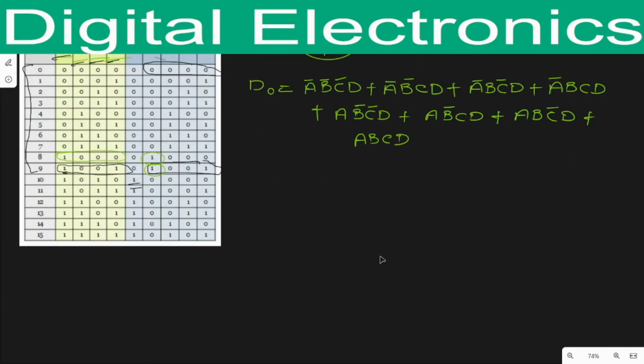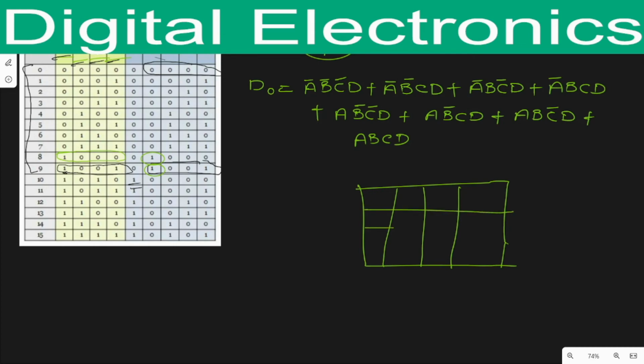And because 4 variables are present in this equation, to simplify it we need a K-map in which 16 cells are present. So here I have made a K-map. Here I am writing AB, and this one is CD, 0 0, 0 1, 1 0 and 1 1, same as here 0 0, 0 1, 1 0 and 1 1.